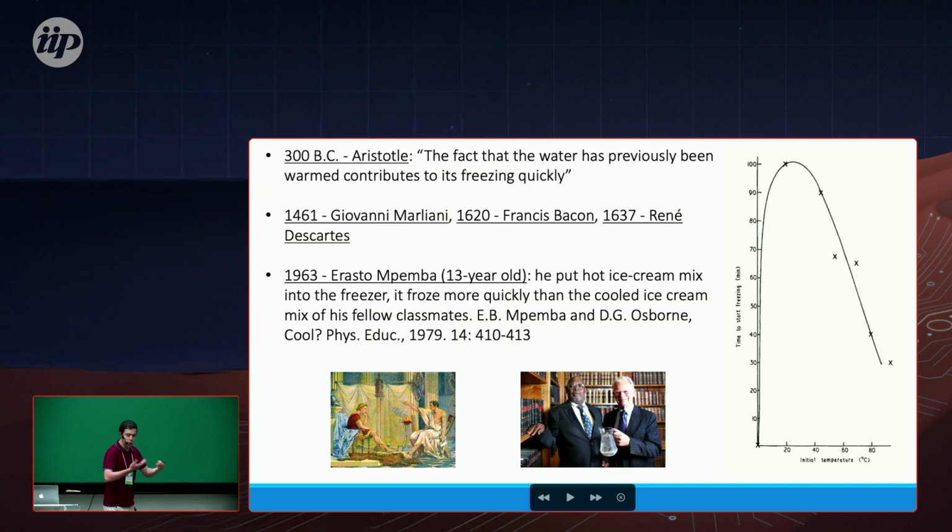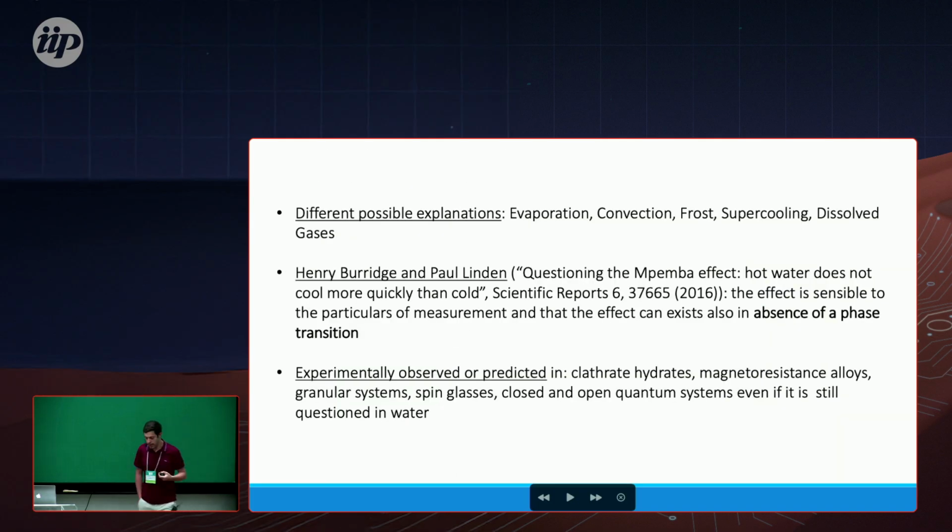But the results were always the same, and they were the ones on this plot, where the time to freeze a bucket of water decreases when we increase the initial temperature. So Osborne went to Mpemba and they published this paper together, "Cool", the paper that for the first time put the Mpemba effect in physics journals, and this is why we call it the Mpemba effect and not Aristotle's effect. And the problem now is, why does this happen and when could this happen?